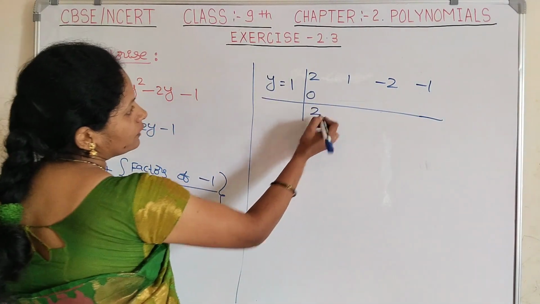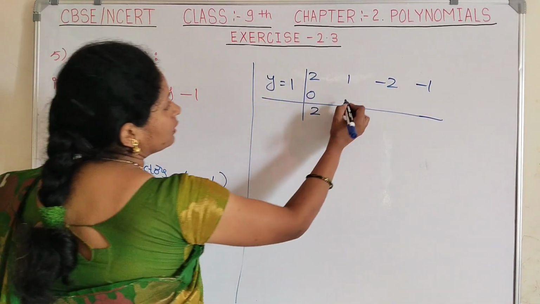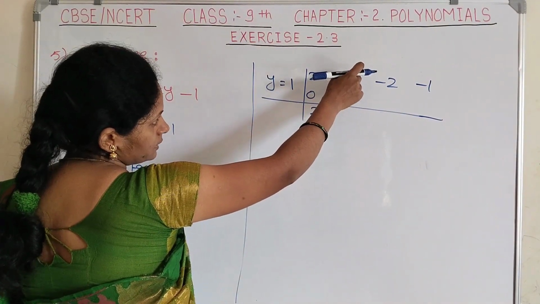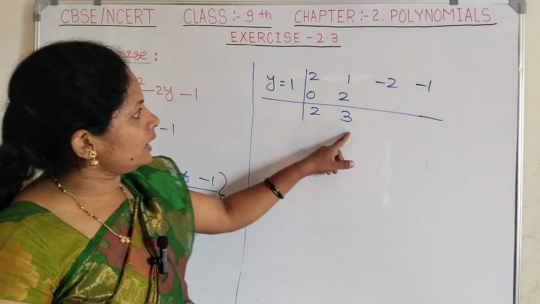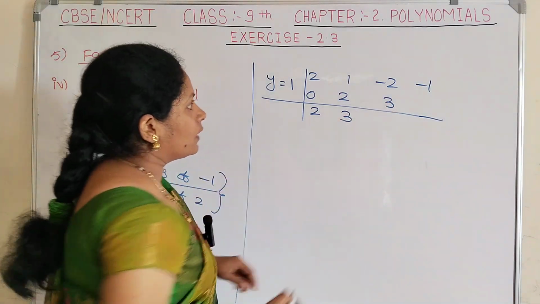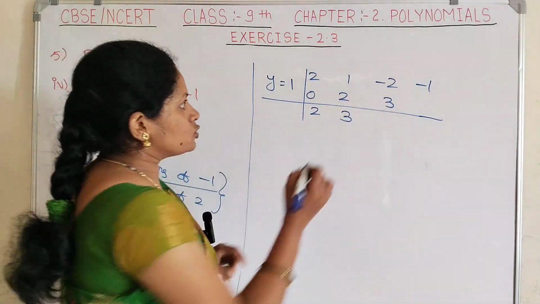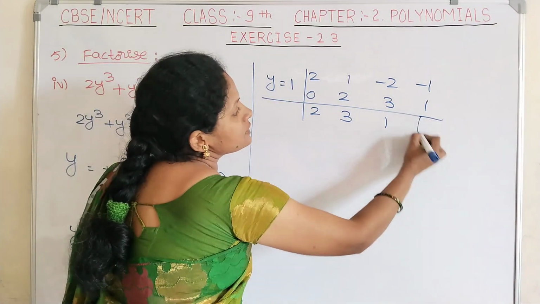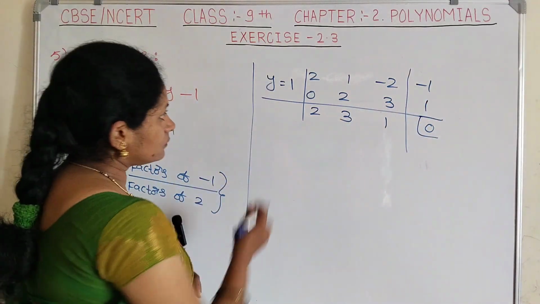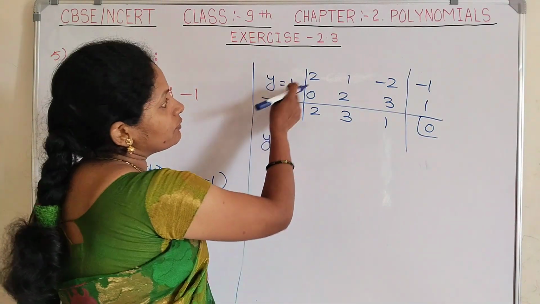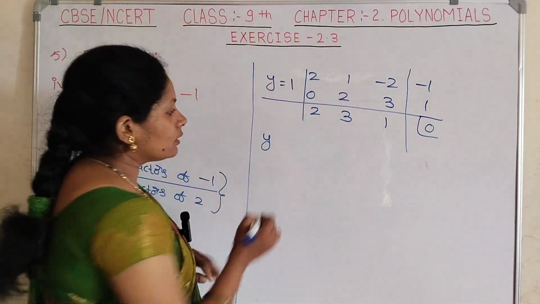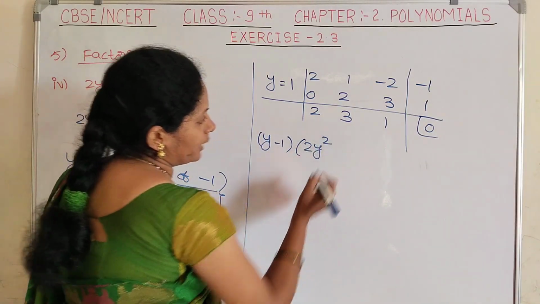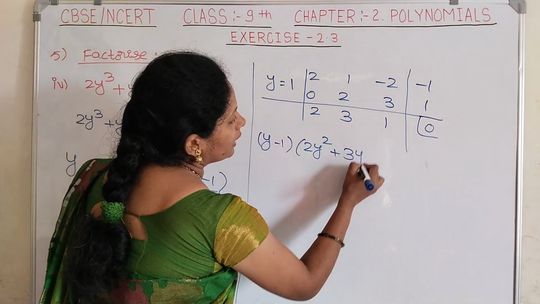2 plus 0 is 2. 2 into 1 is 2. 2 plus 1 is 3. 3 into 1 is 3. 3 minus 2 is 1. 1 into 1 is 1. Minus 1 plus 1 gives us the 0. We can write y is equal to 1. So y minus 1 is the factor, into, this can be written as 2 into y square plus 3 into y plus 1.